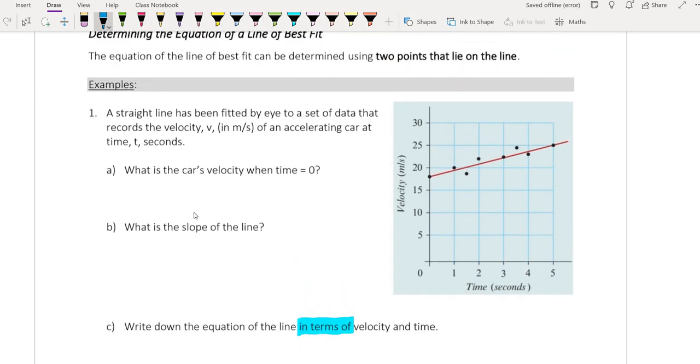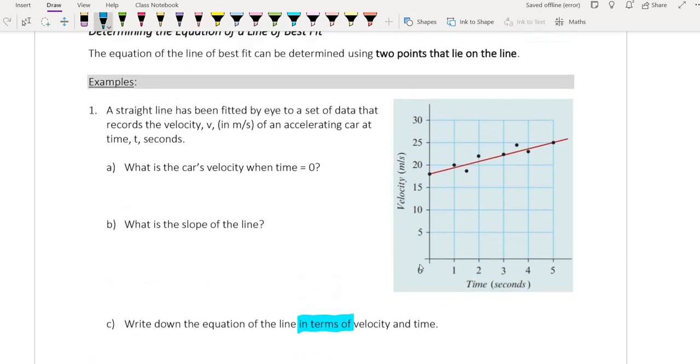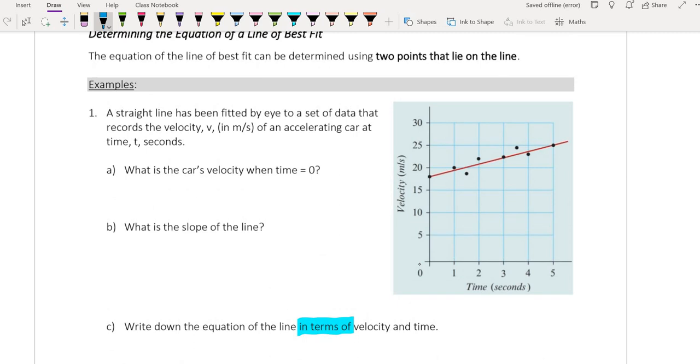So let's have a look at this example here. We're looking at velocity, speed, and time of something that's been moving. It's a car. In this case, we're given these data points, all these dots, as well as a line that goes through the middle. That's the line of best fit. And the question asks, what is the car's velocity when time is at 0?